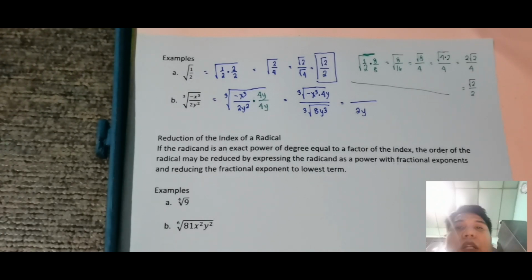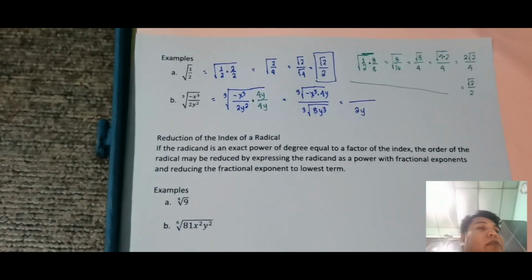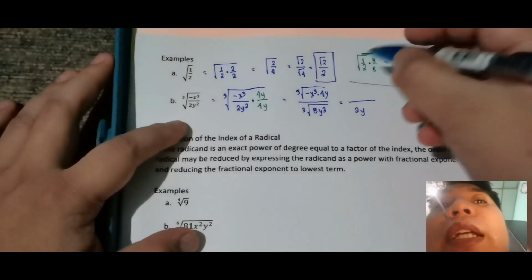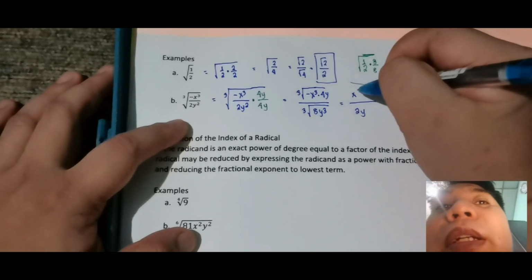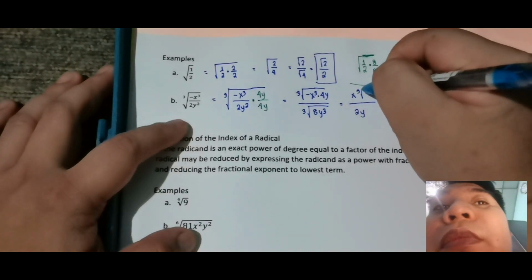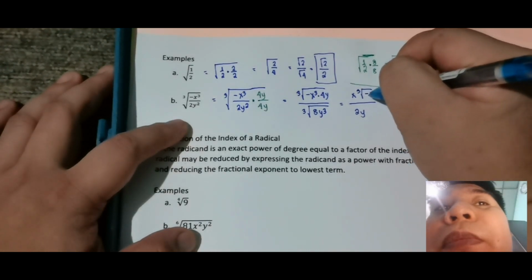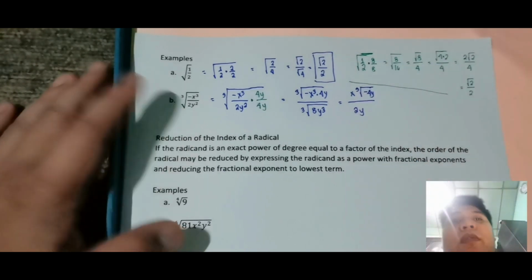Gawin mo. May x cube. Si x cube, perfect cube din yan. Meaning, cube root of x cube is simply x. Ngayon, may natira sa loob. Sir, ano natira sa loob? Ang natira sa loob is cube root of negative 4y.